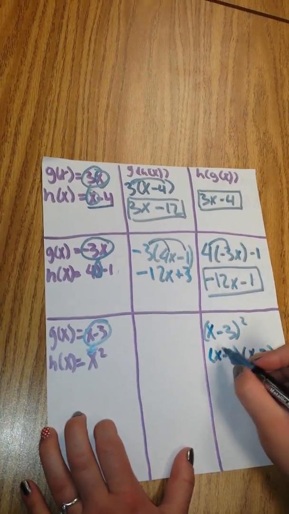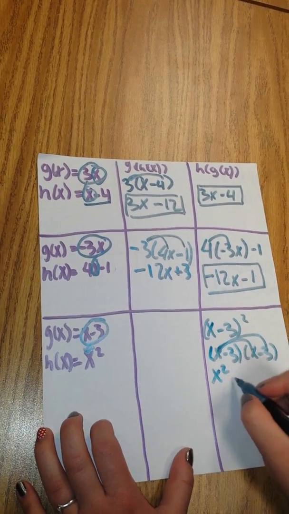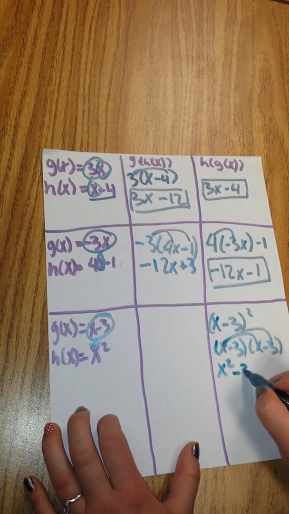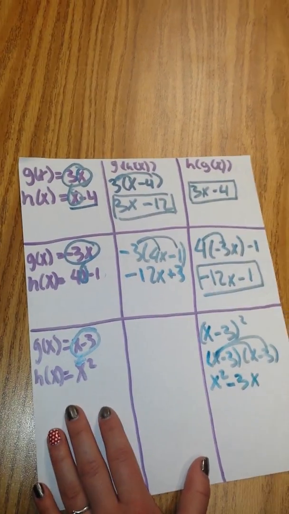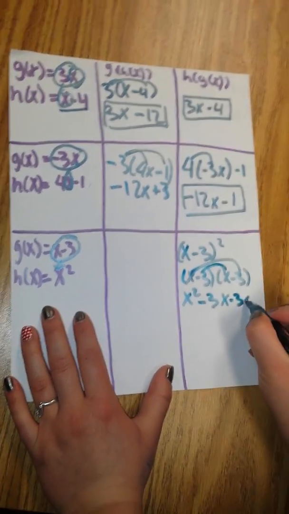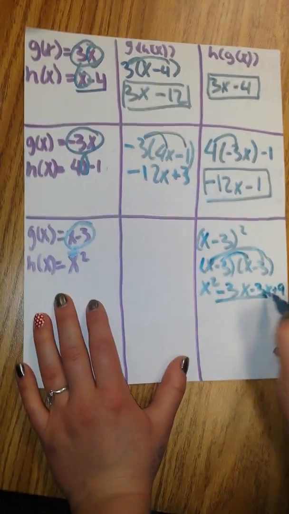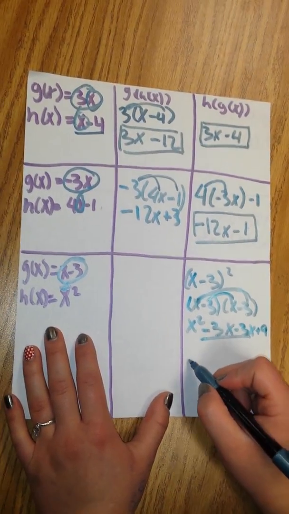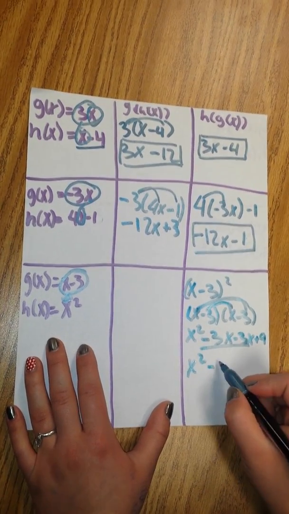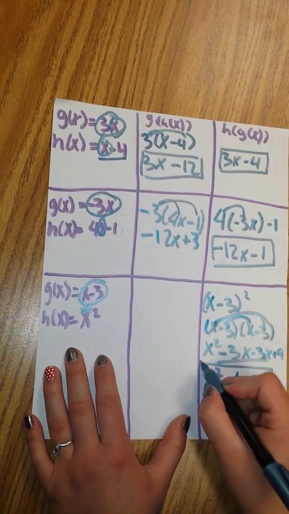And then you'll FOIL it, so x times x is x squared. X times negative 3 is minus 3x. And then, again, negative 3x. And then positive 9. You'll combine negative 3x and negative 3x, and you'll get x squared minus 6x plus 9. And that's your final answer.